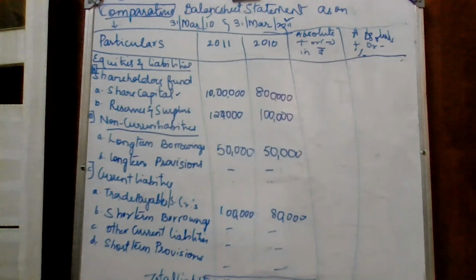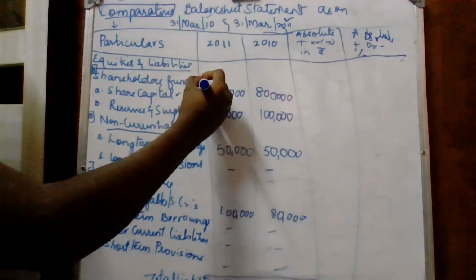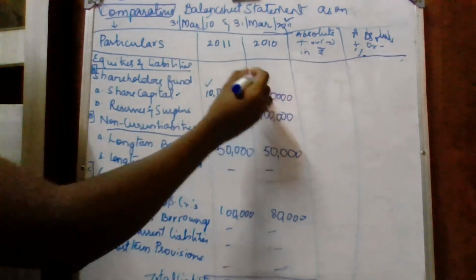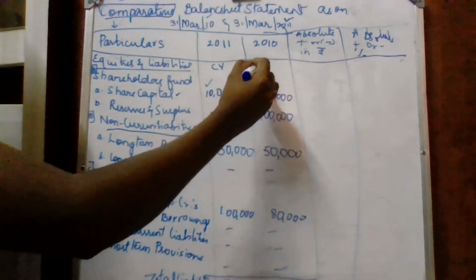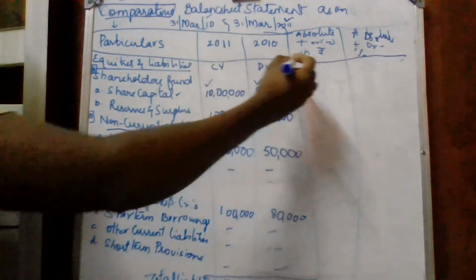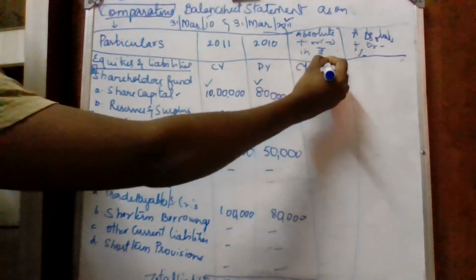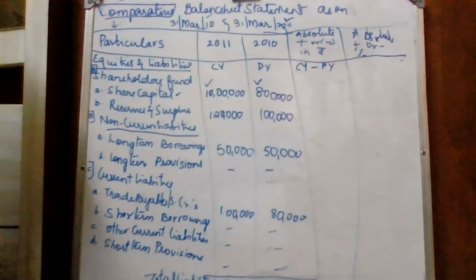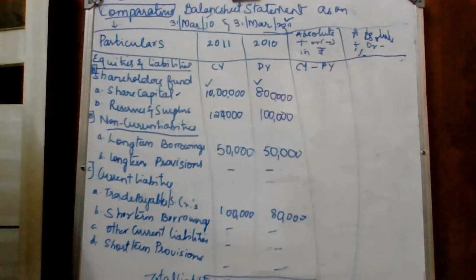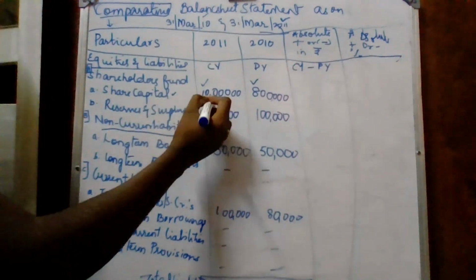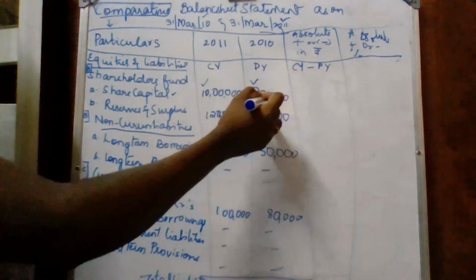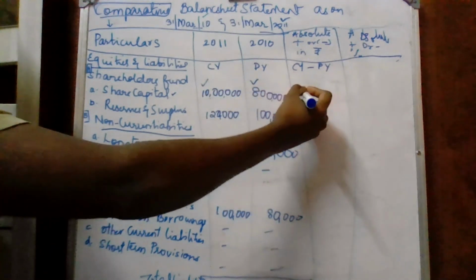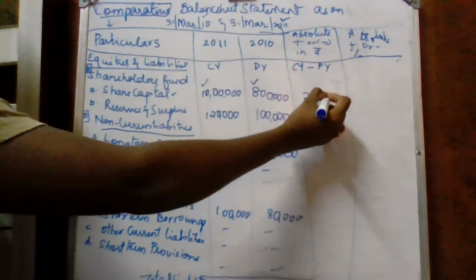Now let's do the calculation. How will you calculate absolute increase or decrease in rupees? 2011 minus 2010. That is your current year minus your previous year. Current year minus your previous year, you will get your absolute increase or decrease in amount. So increase or decrease. Now 10 lakh is the amount in the current year, but in the previous year it was only 8 lakh. That means there is an increase of 2 lakh.